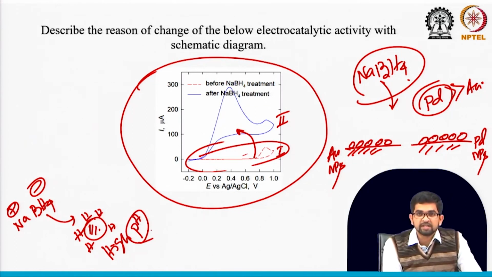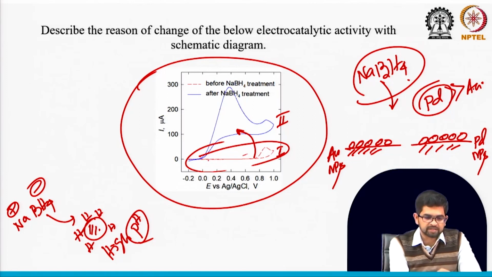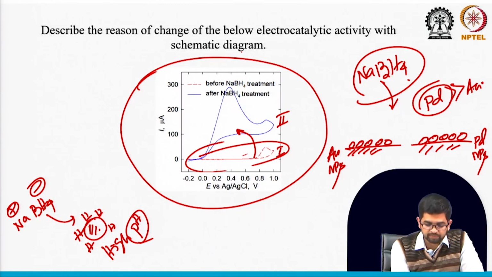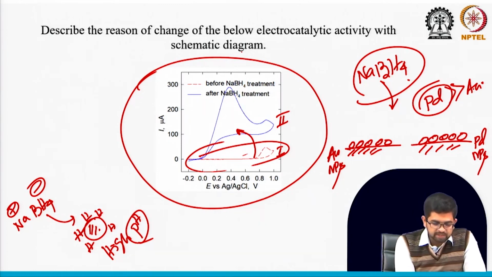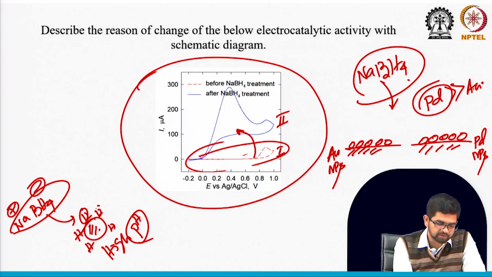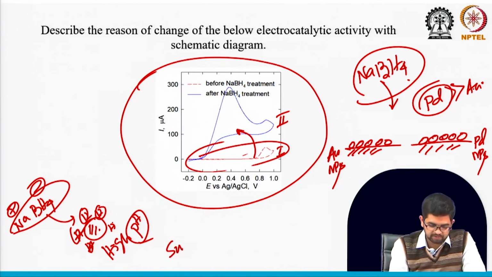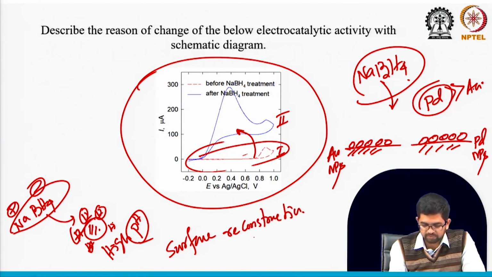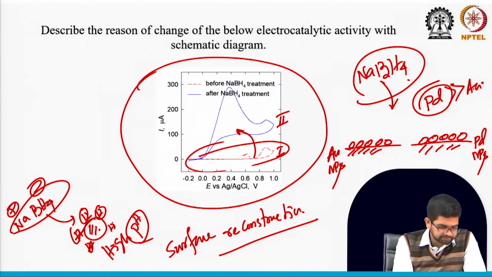So now let's explain why we are getting this change, that is, discuss the reason for the change in electrocatalytic activity with a schematic diagram. This kind of question will come. In the schematic diagram you have to explain this enhancement by the sodium borohydride because of hydrogen atom adsorption. Again you can explain that because of surface reconstruction or some surface strain, the electrocatalytic activity changes.